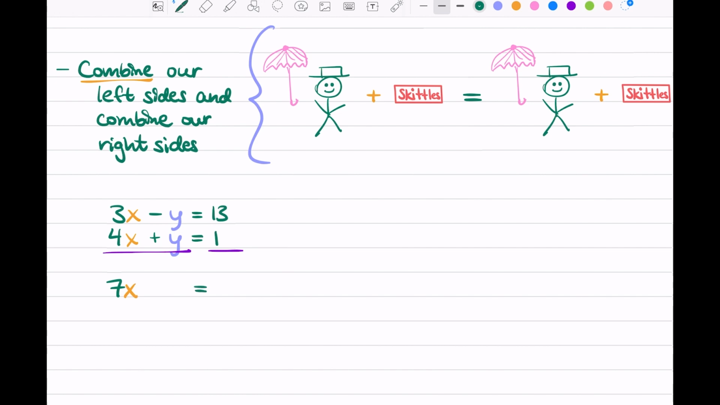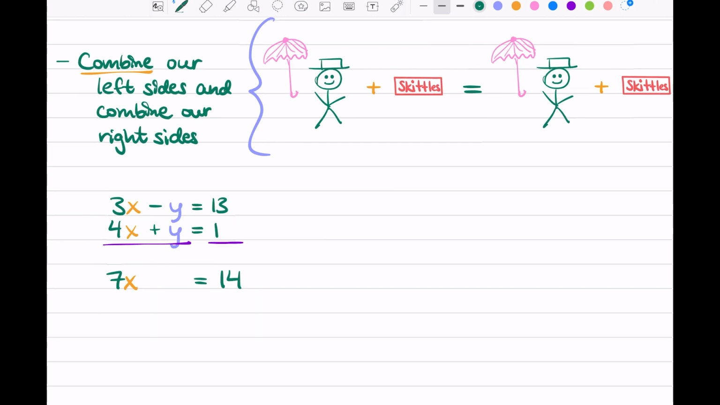Now let's look at our right side. We have 13 plus 1 gives us 14. So adding up the pieces on the left side and adding up the pieces on the right side left us with an equation with just x in it. Our y disappeared. So now it's pretty easy to solve for x. All we do is divide both sides by 7, and we're left with x equals 2.